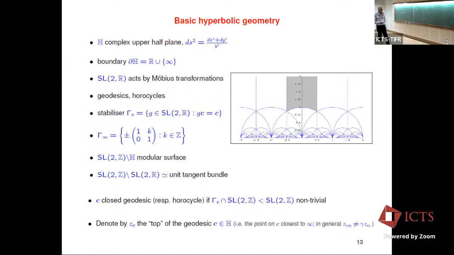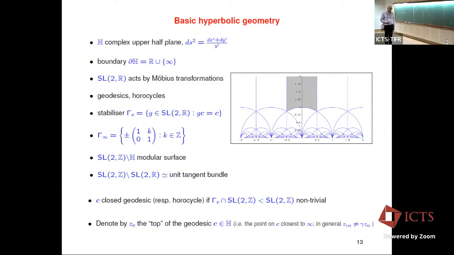C will be a closed geodesic or a horocycle. And it will be closed if the intersection of the stabilizer with SL(2,Z) is a non-trivial subgroup of SL(2,Z). And an important object in this game will be z_C, which is going to be the top of a geodesic C. So I'm only thinking of these kinds of geodesics here. So here I have a geodesic. The point z_C will be this. I'm not considering here vertical geodesics, even though formally you could say, well, it's the point at infinity, but we're not going to do that.